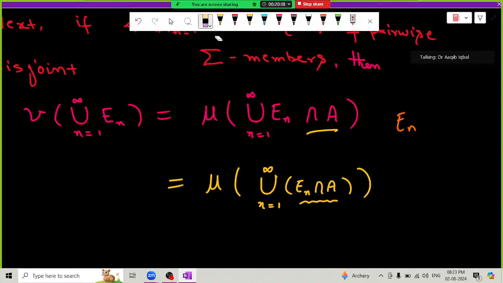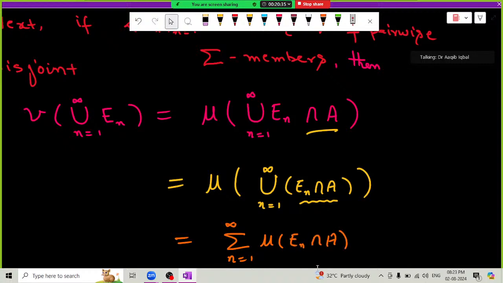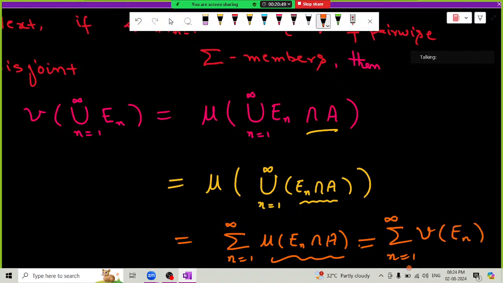So I can use the additivity of mu because mu is sigma additive, being a signed measure. So this will be the summation, n runs from 1 to infinity, mu of En intersected with A. Now the summation we will keep as it is, n running from 1 to infinity. Mu of En intersected with A, if we write it in the new notation, this will be nu of En. Okay. So that means what? That means nu of the union is this. That means nu is additive. So nu has both the requirements, so nu is a measure.